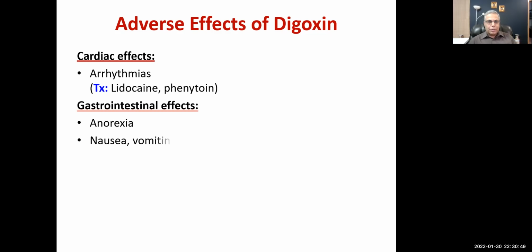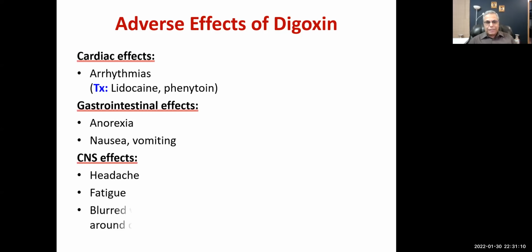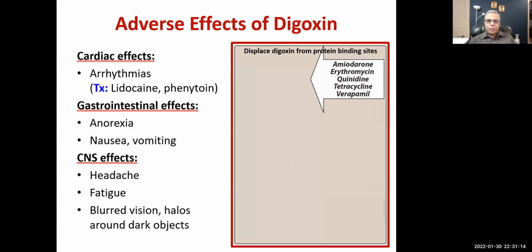Gastrointestinal effects are anorexia. There is already anorexia in heart failure because of a degree of edema in the GIT. So the person loses appetite. Digoxin further aggravates that. Then nausea and vomiting. It has CNS effects like headache and fatigue, blurred vision, halos around dark objects, okay?